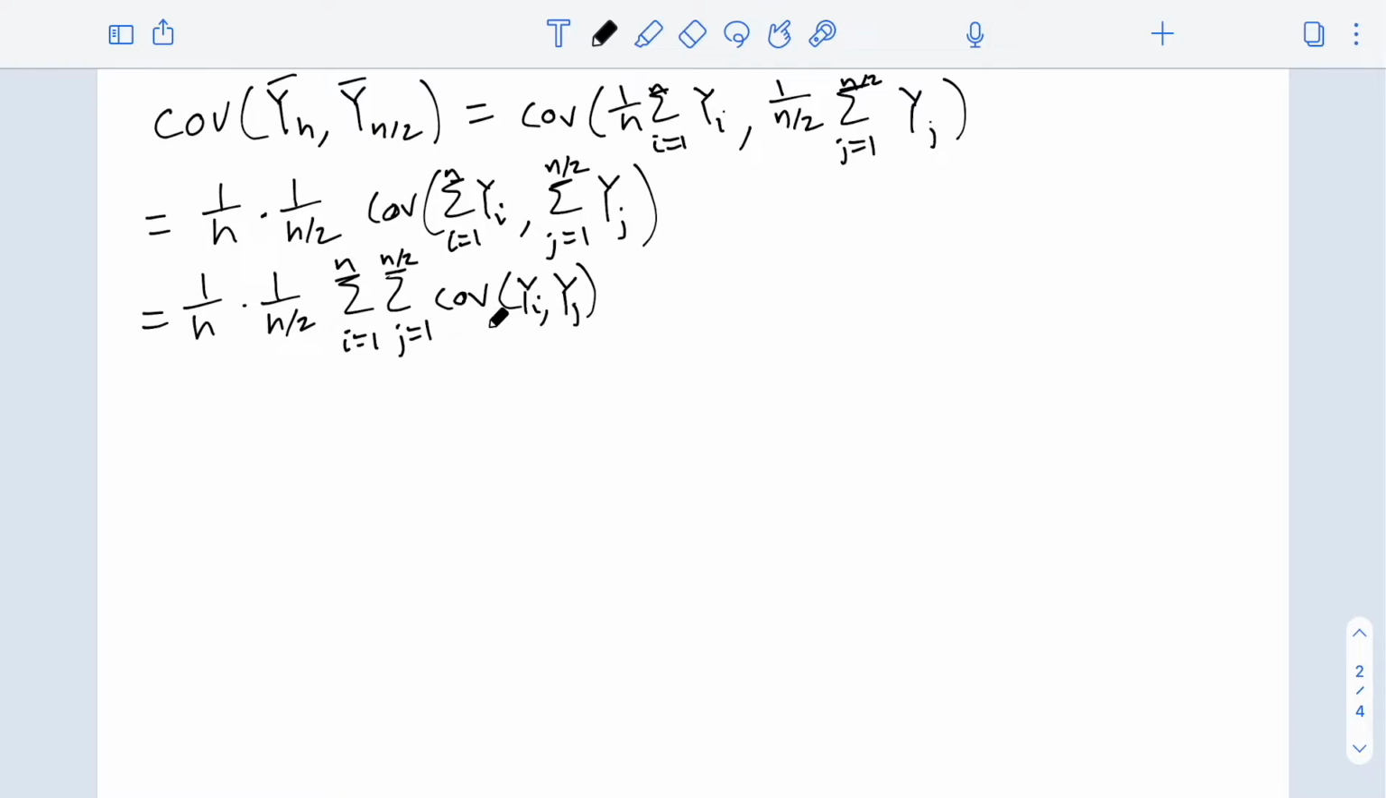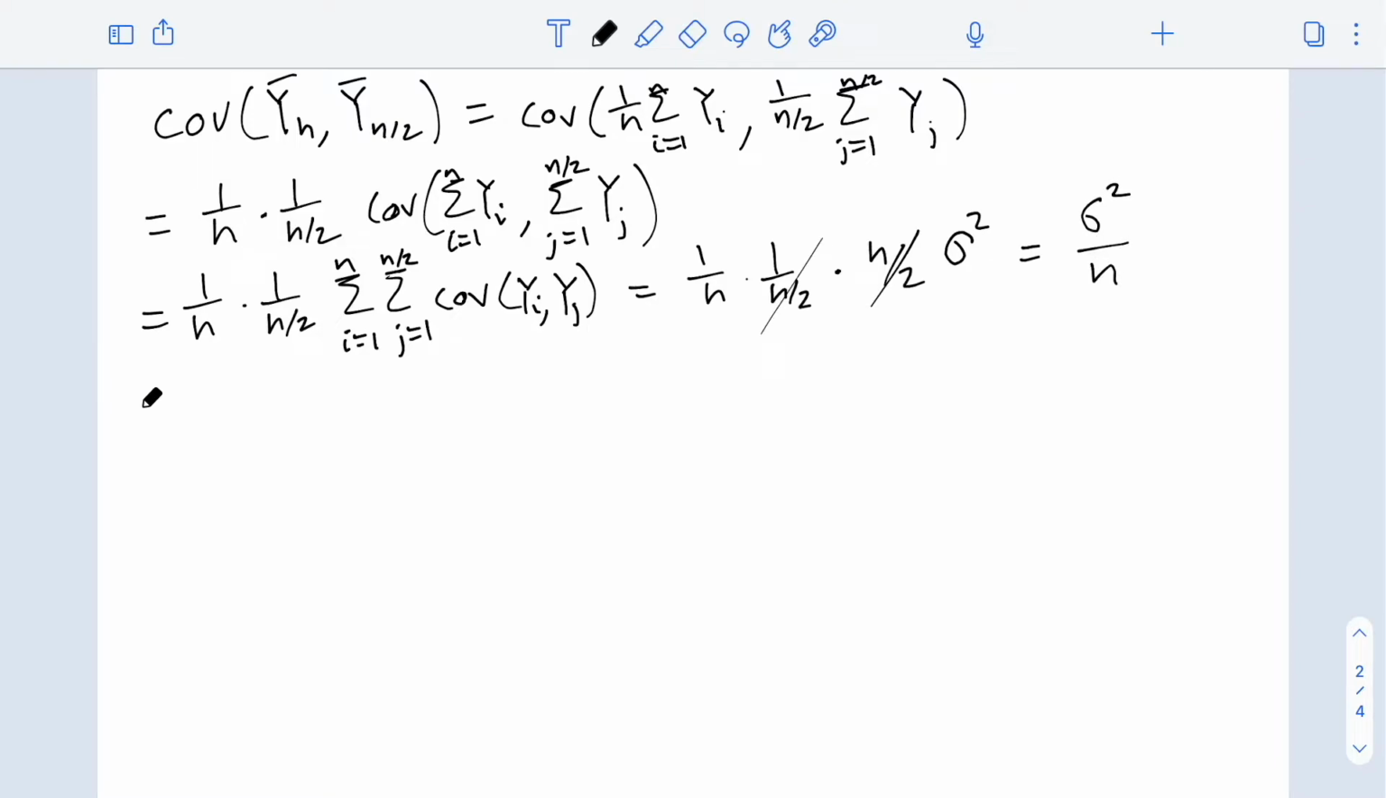i is equal to j for exactly n over 2 of these terms, and for all the rest, i is not equal to j. So, again, we have these first two terms out front, times n over 2 terms where i is equal to j, and the variance of each yi is just sigma squared. Right, so we can cancel these out, and this is just going to give us sigma squared over n.